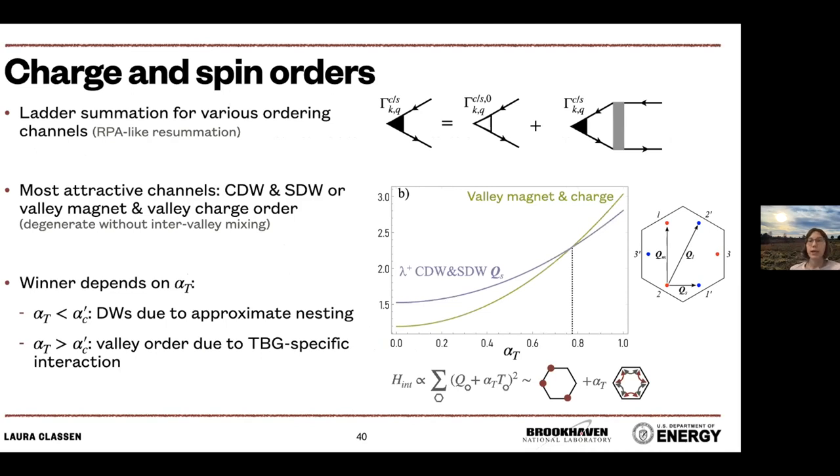And then we have calculated all possible instabilities of this model by summing different ladder diagrams in the channels for all possible ordering tendencies. And if you do that, you find that the most attractive two channels for charge and spin orders are a mixture of spin and charge density wave or valley magnet or charge order. And the winner of these two depends exactly on these non-local tendencies described by alpha t. For small alpha t, we get the density waves due to an approximate nesting of the Fermi surface. And in that sense, this connects directly to the conventional Van Hove scenario. And at large values of this delocalization parameter, we get the valley orders.